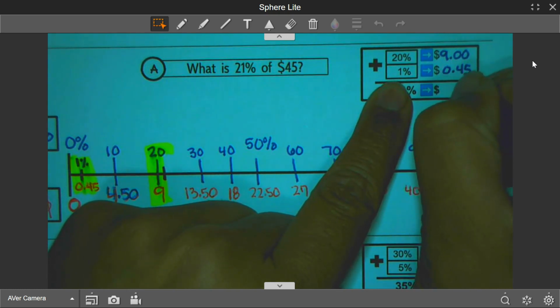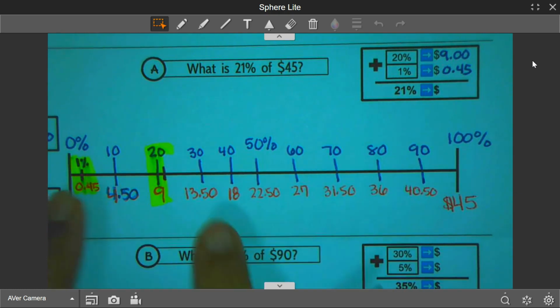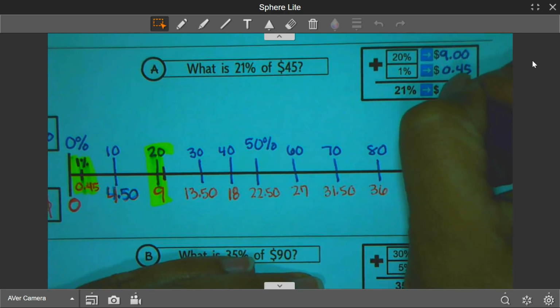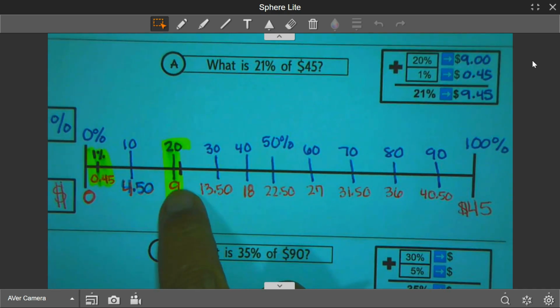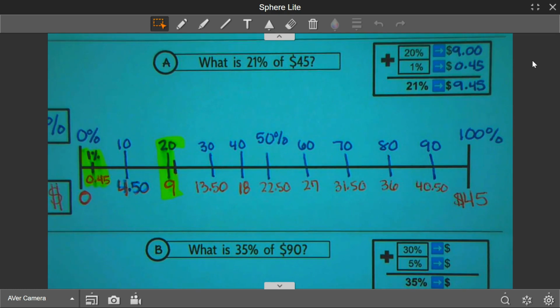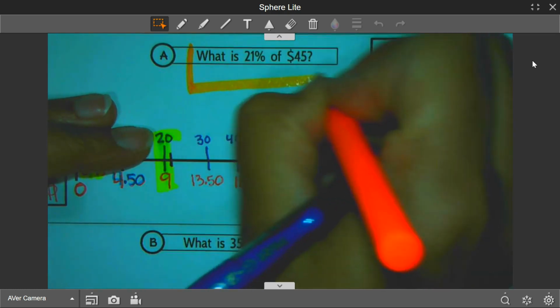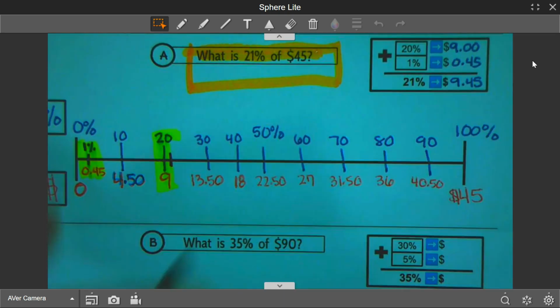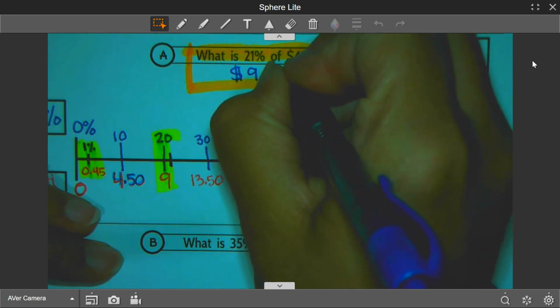Line up your decimals. So to get 21%, I'm just going to combine these two. And that makes $9.45. And let's see, that should make sense, right? 21% is just above $9, and the exact amount is $9.45. So what is 21% of 45? It is $9.45.